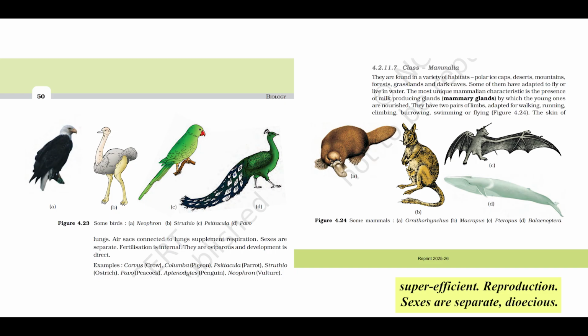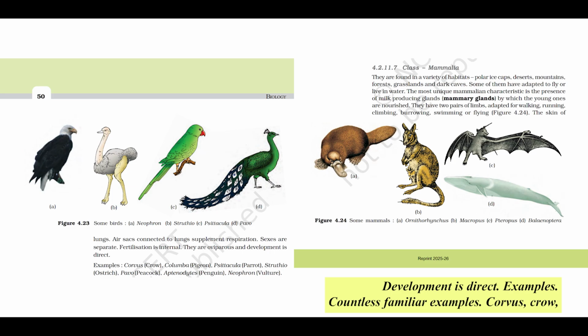Reproduction. Sexes are separate, dioecious. Fertilization is internal. All birds are oviparous, laying hard-shelled amniotic eggs, similar to reptiles but typically with more parental care, incubation, and feeding of young. Development is direct. Examples.